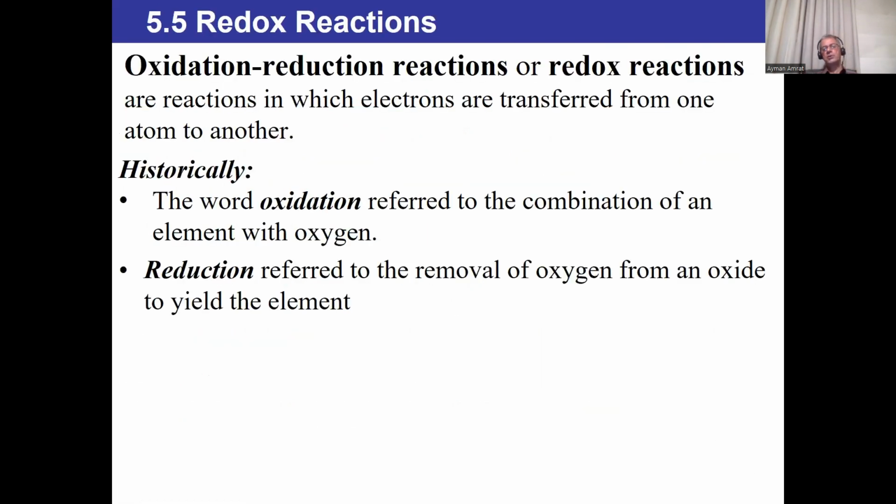The third type of reaction, after precipitation reactions and neutralization reactions, is oxidation-reduction reactions, sometimes called redox reactions. Oxidation-reduction reactions are reactions in which electrons are transferred from one atom to another. Historically, the word oxidation referred to the combination of an element with oxygen. Reduction referred to the removal of oxygen from an oxide to yield the element. The change here is either gaining oxygen or yielding oxygen.